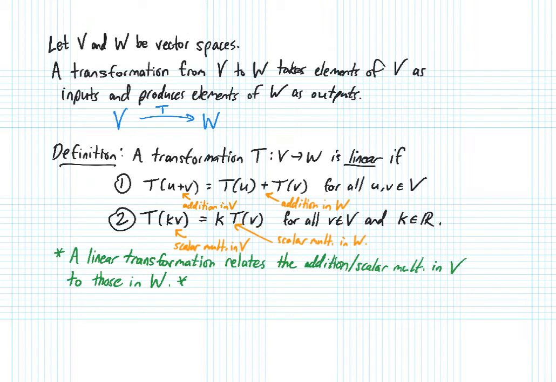And when you add those together, you use the addition rule for W. And it's the same thing with the second condition and scalar multiplication. So the idea is that a transformation is linear if you can do the operations, the addition and the scalar multiplication in V, and then transform into W, or you can transform into W and do the operations in W, and you get the same thing either way.